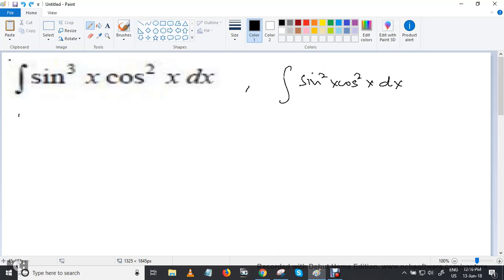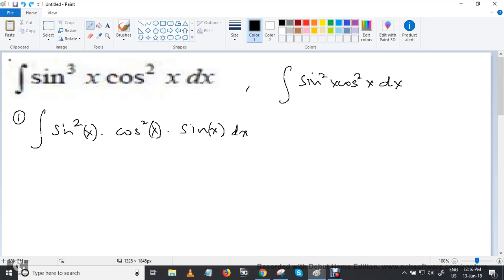Let's start with the first one, and I'll tell you the hint and why we do what we do. The idea is that you have an odd number here. So no matter what, you have to split it up into sine square, then cos square, and then write another sine. For example, if you had sine to the power of 5, you would have written it as sine to the power 4 x, and you would have written another sine x over here. There is a very simple reason why we do this.